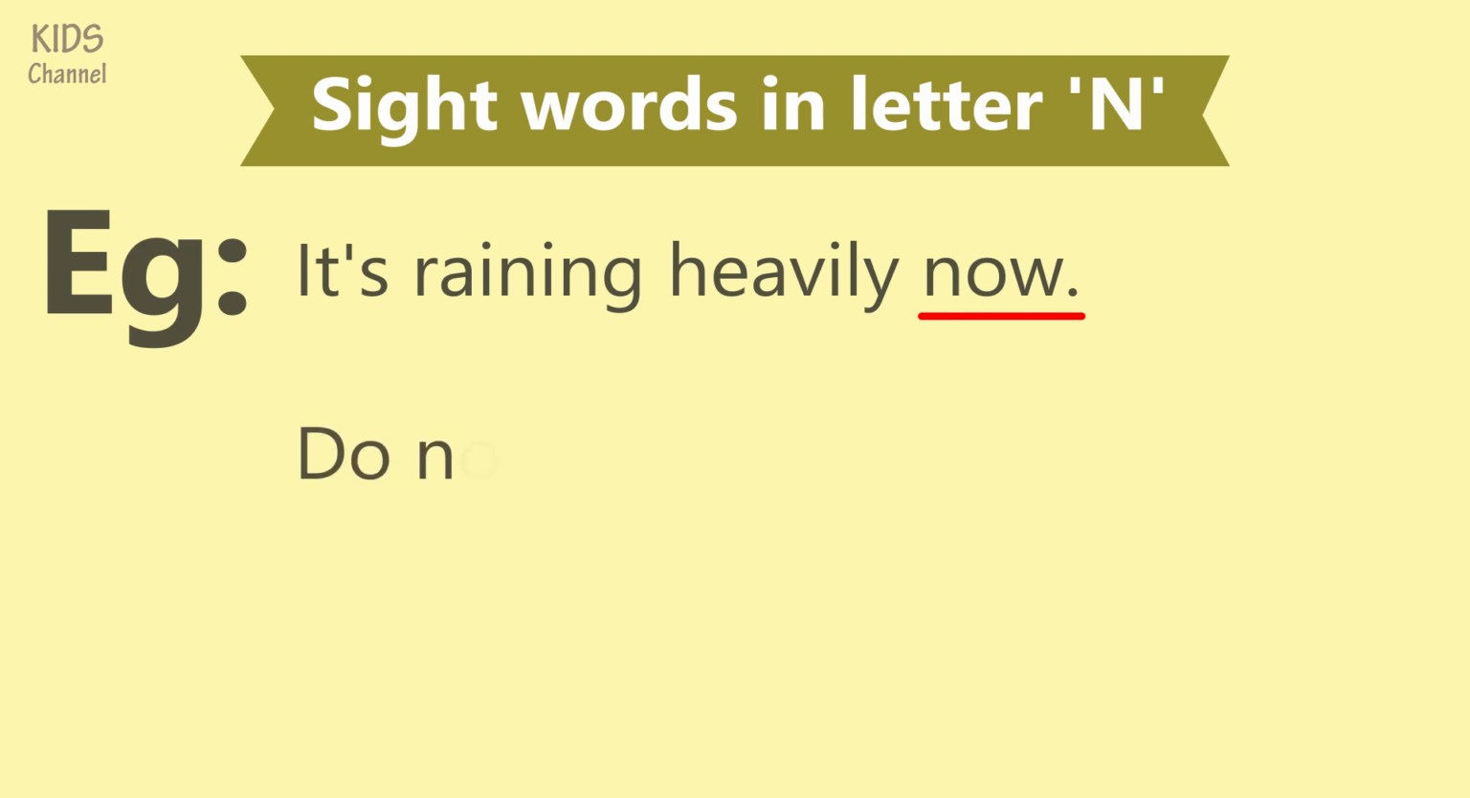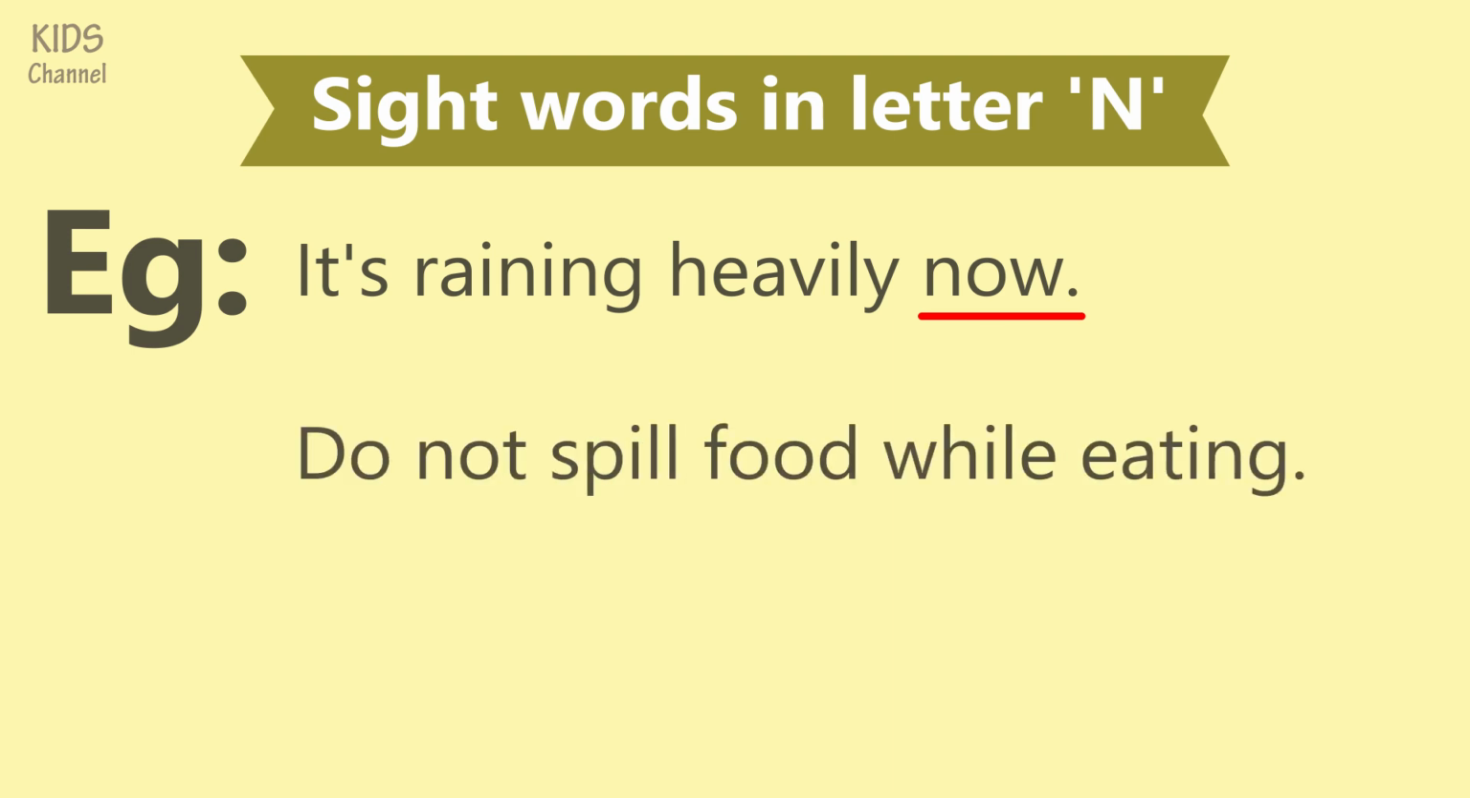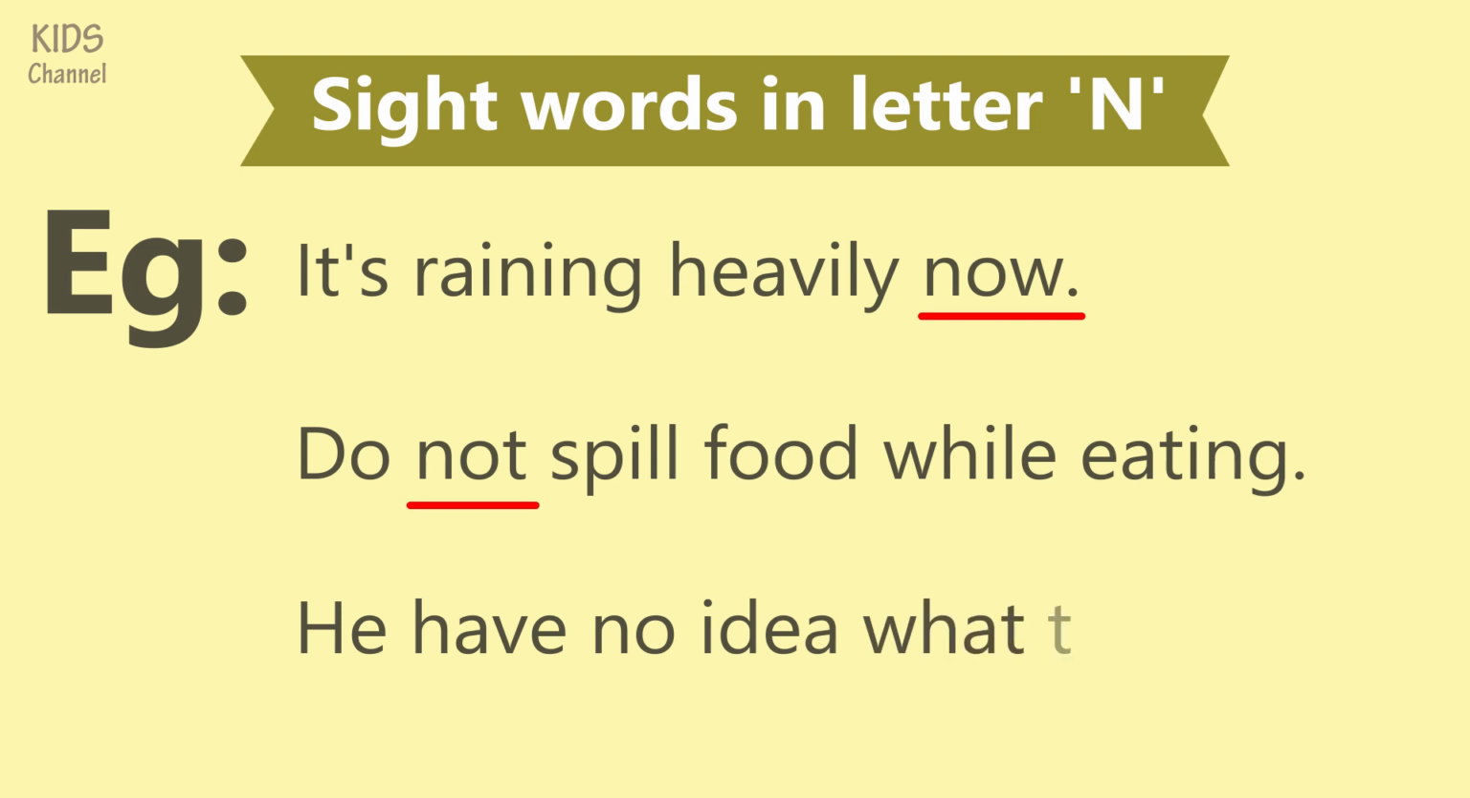Example 2. Do not spill food while eating. Here, not is a sight word in letter N. Example 3. He has no idea what to do next. Here, no is a sight word in letter N. From the above examples, now, no, not are the sight words that you can identify from the letter N.